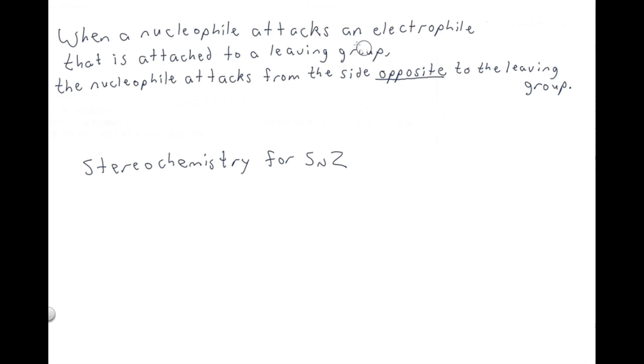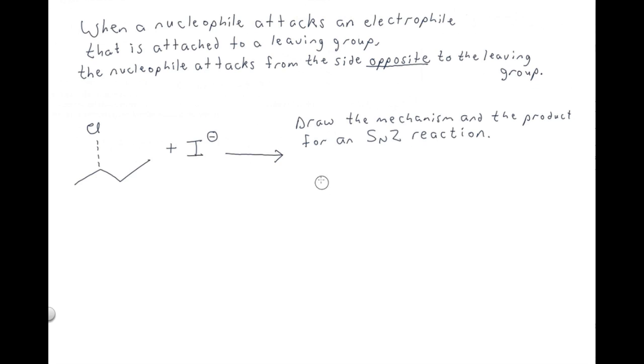I'm not going to try to explain why this rule makes sense. You might find an explanation for this in your textbook or lecture notes, but for our purposes, we will just memorize that a nucleophile attacks from the side opposite to the leaving group. Well, let's go ahead and see if we can apply that to draw the correct stereochemistry for an SN2 reaction. Please pause the video and try to apply this rule to complete this problem. Well, now we'll go through this together.